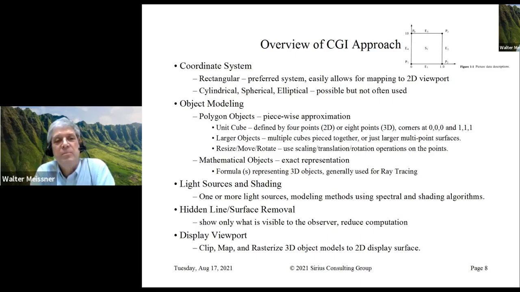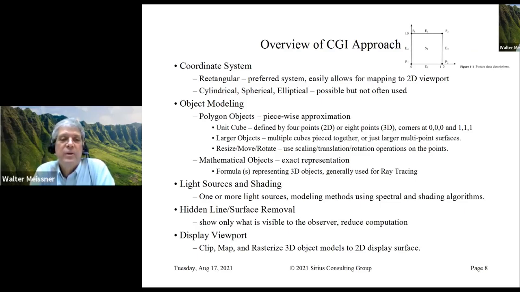So polygon objects are piecewise approximation. One way is to have a unit cube defined by 4 points in 2D or 8 points in 3D with the corners at 0, 0, 0 or 1, 1, 1. And the little diagram at the top is just a 2D unit cube. So it's got 4 points, four edges, and one surface. And of course, larger objects can be made with multiple cubes pieced together with just a larger multi-point surface. And the operations done on these are resize, move, and rotate using scaling, translation, and rotation operations on these points.